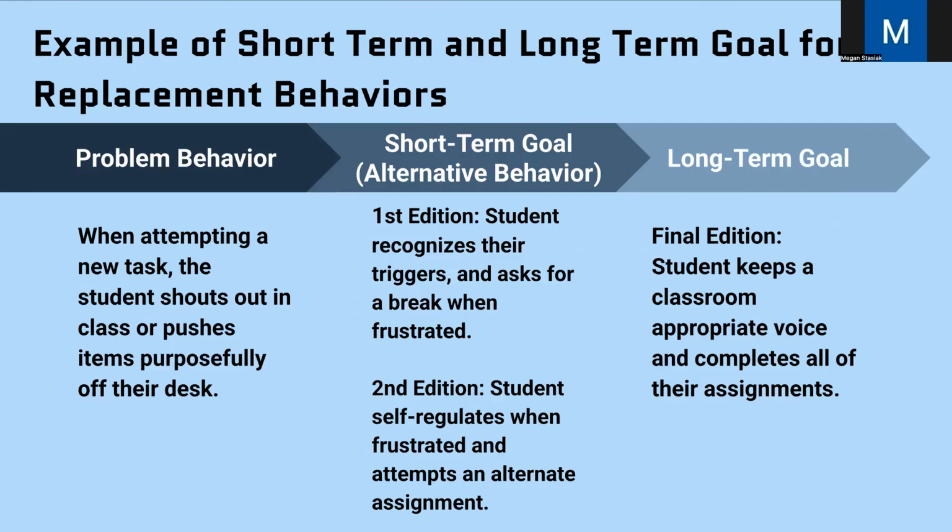So maybe our first edition goal is that the student starts to recognize their triggers and then they start learning how to ask for a break when they're frustrated. Maybe our second edition, after they master that, is they self-regulate when they're frustrated and they attempt an alternate assignment. And then maybe the final goal, right before we would hopefully graduate or exit a student from a BIP, that final goal to achieve would be that they keep an appropriate tone of voice and complete all of their assignments. Again, we would want to word the goal a little bit more specifically than that, but this is just a general example.